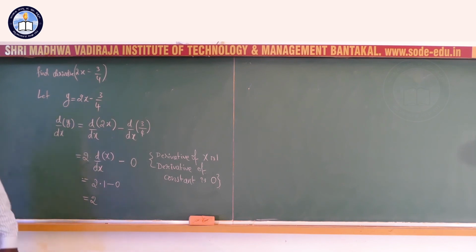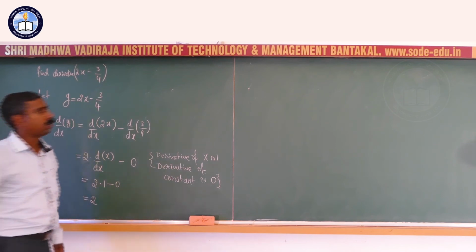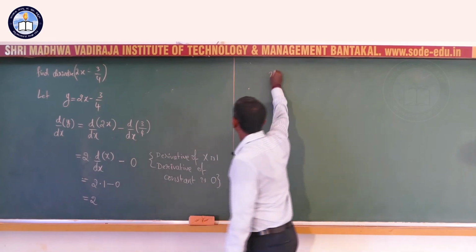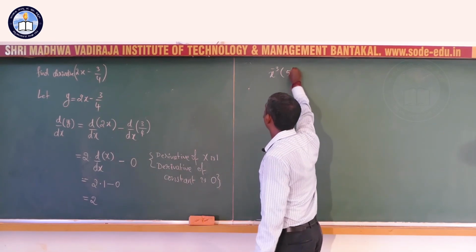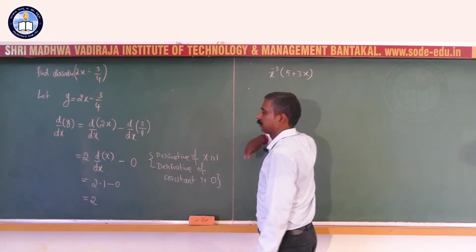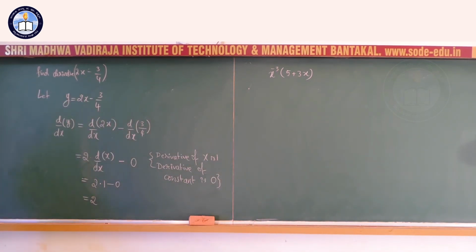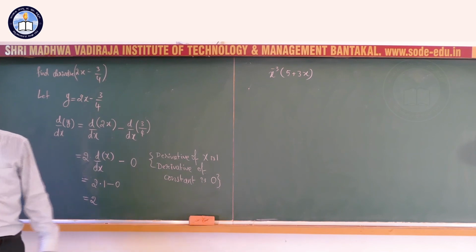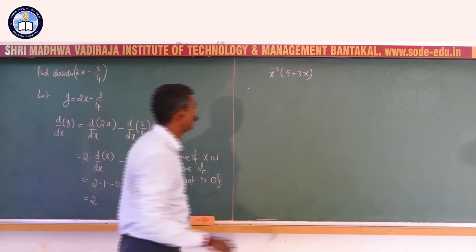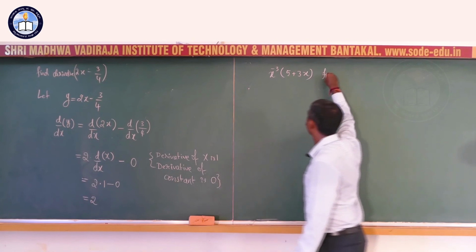So, let us consider another example. It is x power minus 3 into 5 plus 3x. Now, we have to find the derivative of this. It is x power minus 3 into 5 plus 3x. Find the derivative.